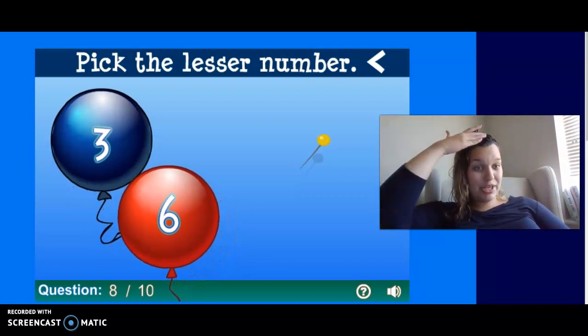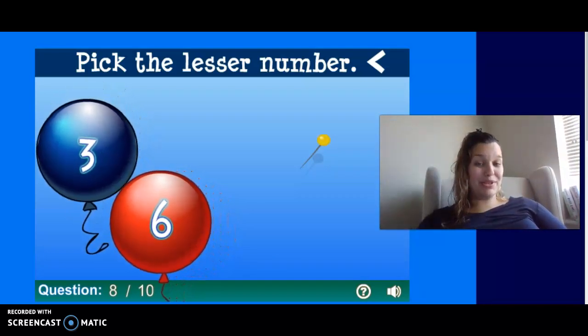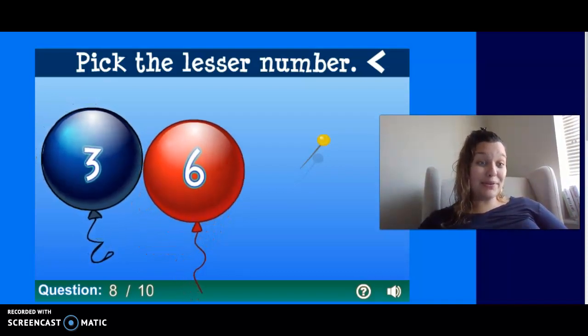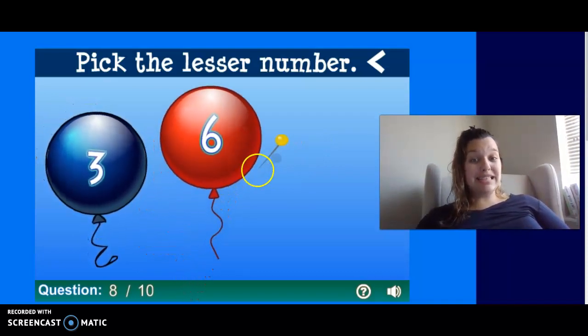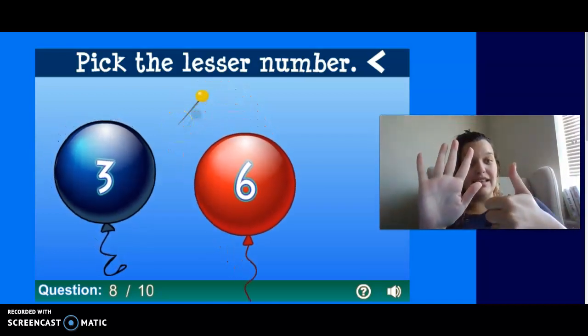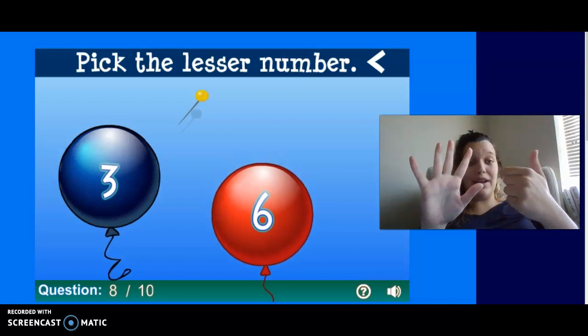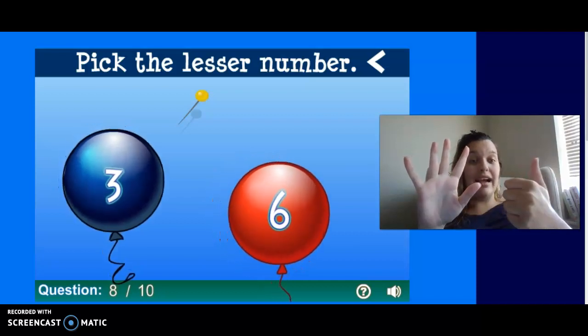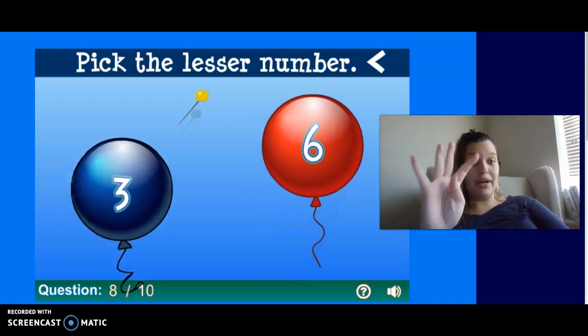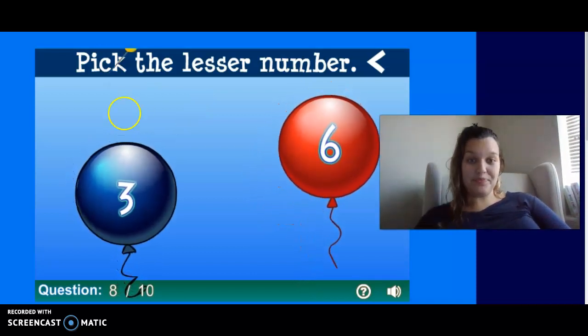If you think it's 6, put your hand on your head. If you think it's 3, put your hand on your belly. If you put your hand on your belly, you're right. 3 is less than 6. I have 6. To get to 3, I don't want to go 7, 8, 9, 10. I need to go down. I need to go 6, 5, 4, 3.